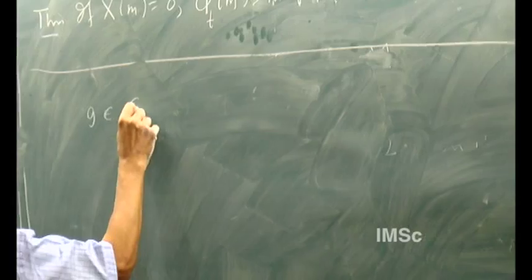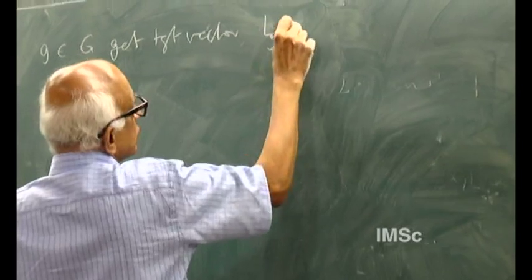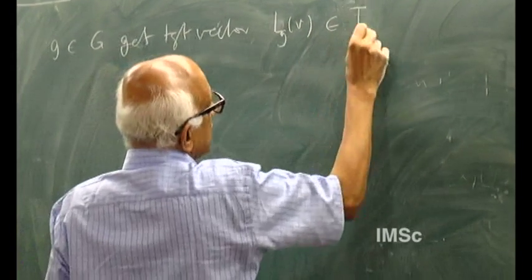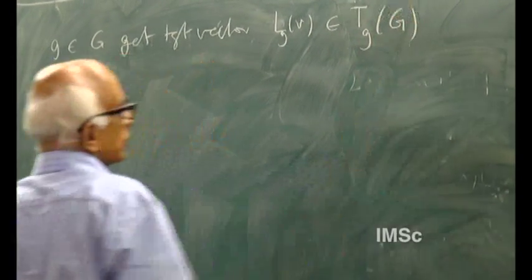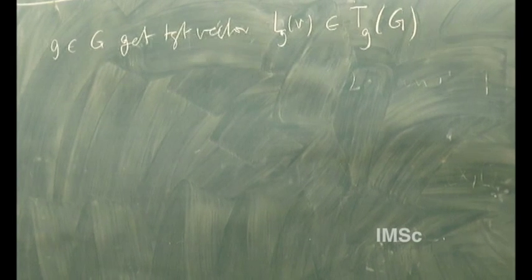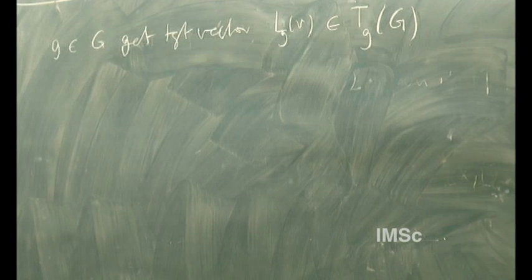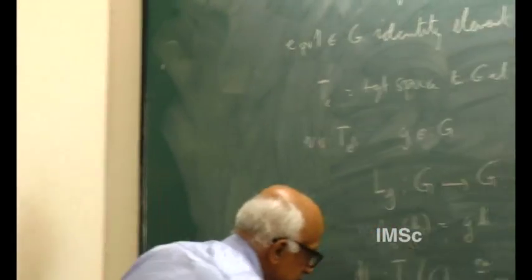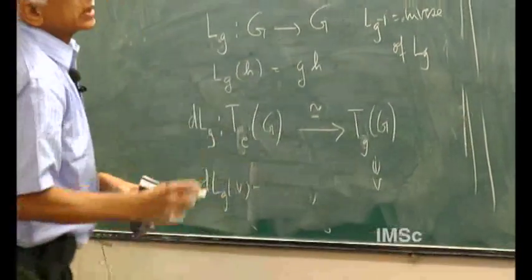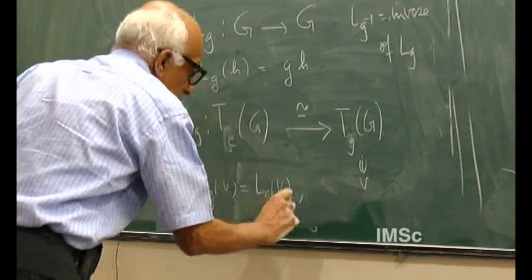To each g in G, get a tangent vector, let me call it L sub g v in T_g of G. Right, probably I should have done it that way. T_e will go to T_g here. So dL_g of v is what I've called, I'll also call it L_g v or simply v_g.